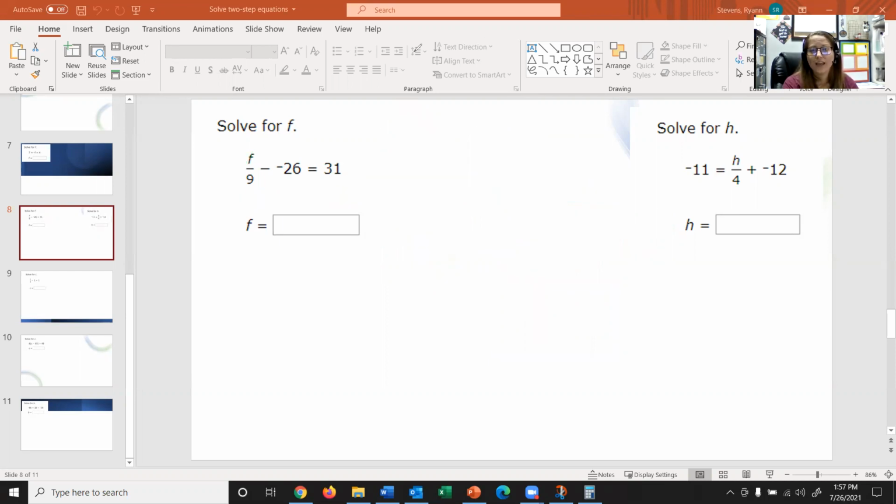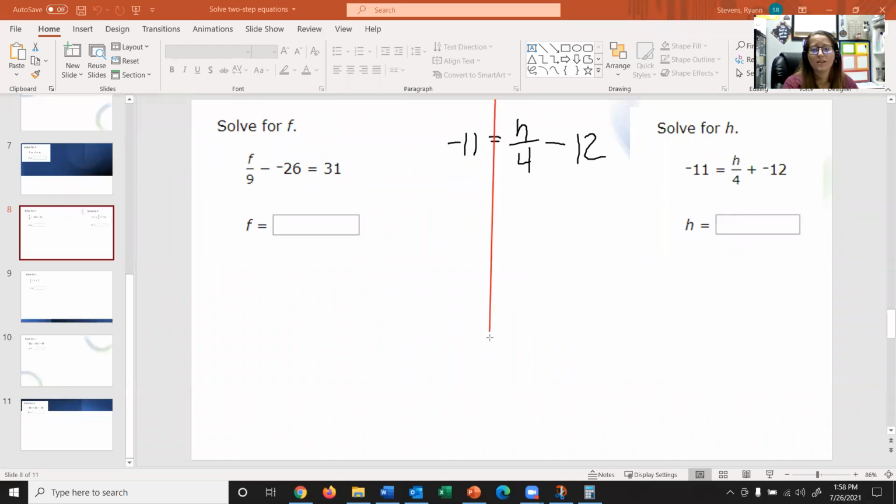Okay, so looking at this, I'm going to rewrite this question here. So we're going to have negative 11 equals h over 4. And then I have a plus a negative. So remember before we talked about when we have a positive and a negative, it's actually going to create a negative, okay? So we're going to just rewrite this as minus 12. It's the same thing, same equation right here, minus 12 or plus a negative, okay? I'm going to draw my line.